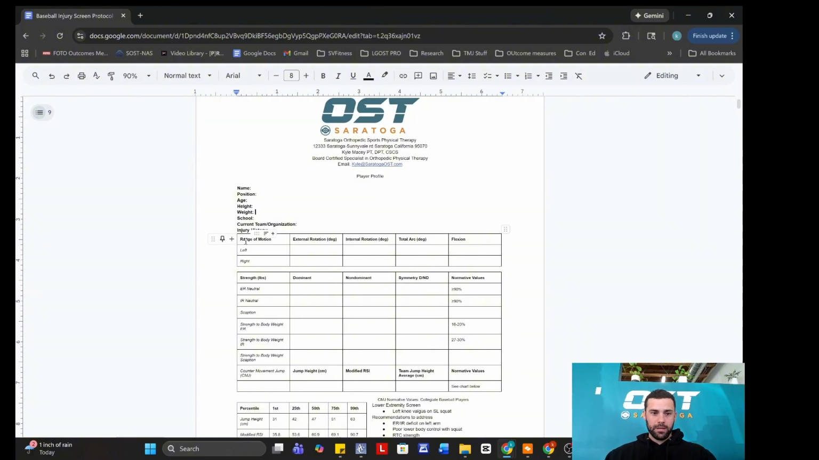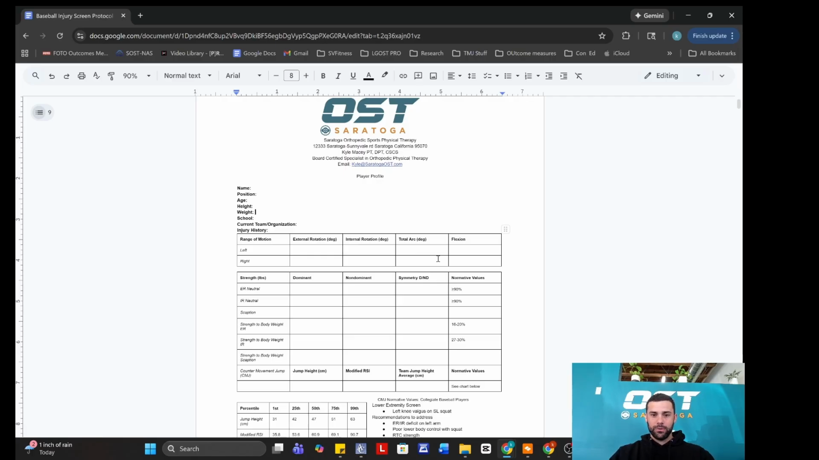So the first bit here is the range of motion of the shoulder. So we have the left and we have the right, and we look at external rotation, which is bringing the shoulder back into a kind of a layback position, and then internal rotation, which is going to bring the shoulder forward in this way. The last one here is flexion. That is raising the arm straight up. And then the total arc of motion is just the addition of the external rotation value plus the internal rotation value, and that goes here.